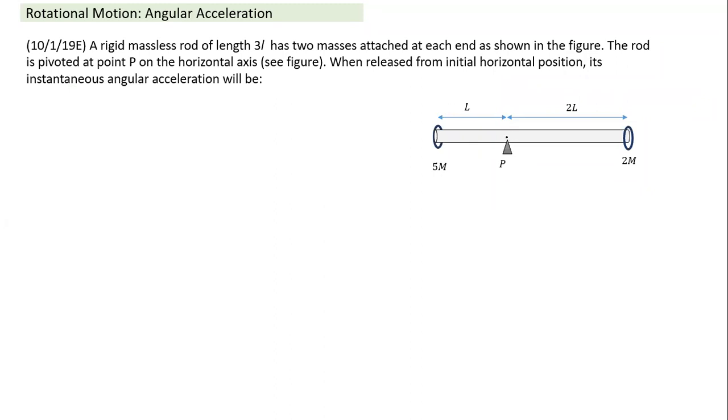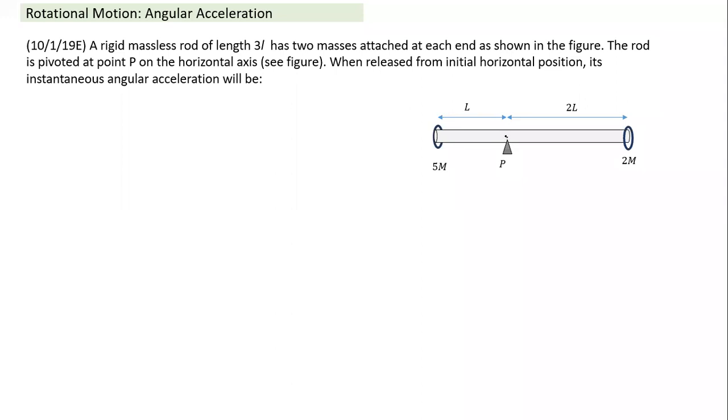Let's just read out the question. It's a massless rod of length 3L. It has two masses attached at each end as shown. Here a mass 5m is attached, and at the other end of the rod a mass 2m is attached. And it is pivoted about point P, on the horizontal axis.